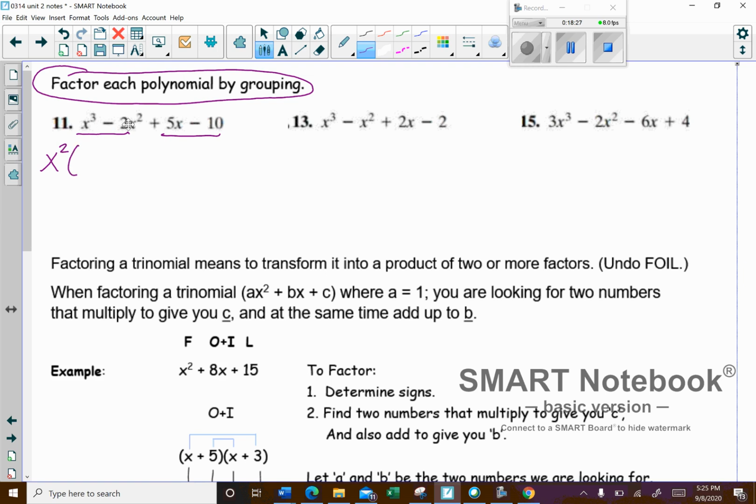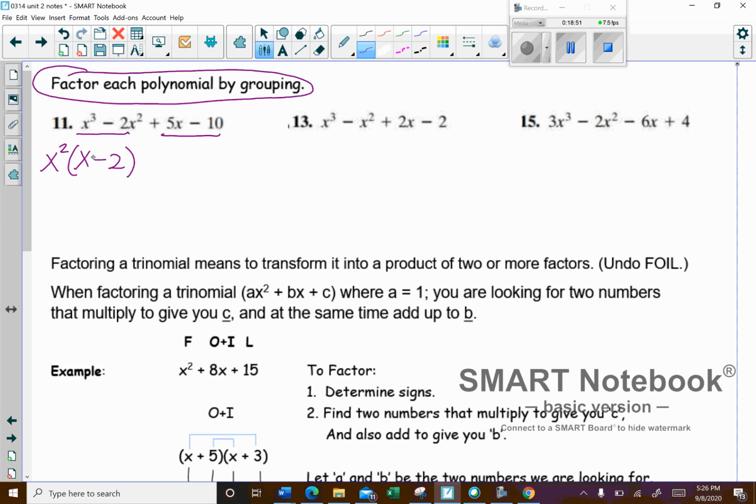So I'm going to divide both of them by x squared. That will reduce the cube down to just an x, and this will become a minus 2 right there, and the x squared got factored out, so it's no longer there. If you want to check it, you could multiply this back together, x squared times x minus 2, and it would go right back to what we have above. We don't want to do that, but that's how you could check it real quick.